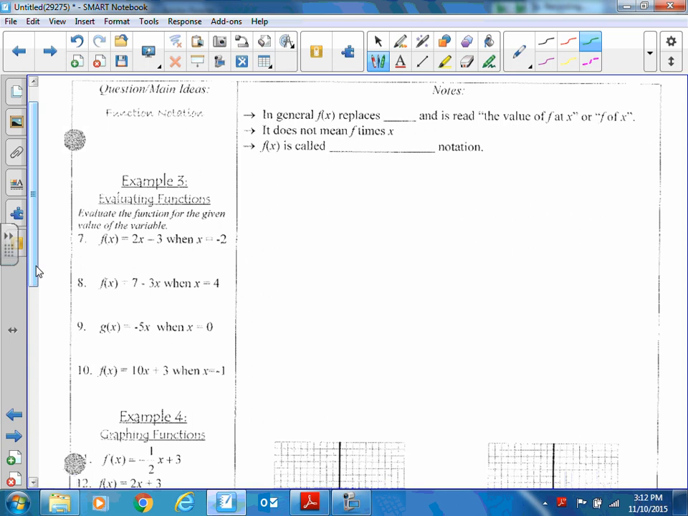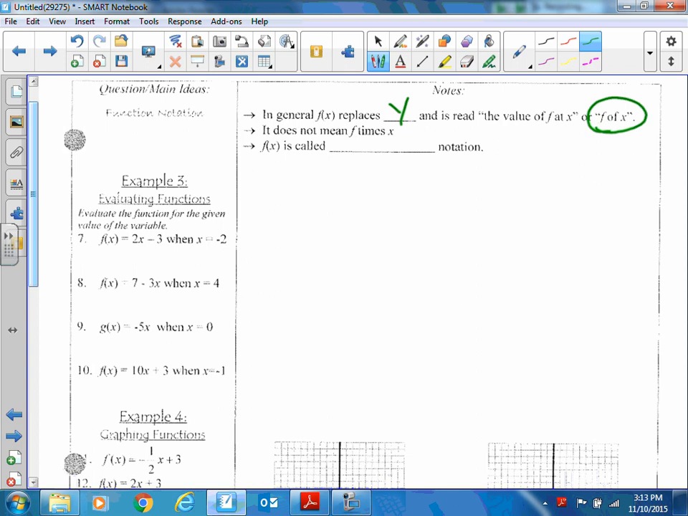So now we're going to start talking about function notation, right? There's scientific notation, there's function notations. You'll come across all different ways of notating these things. So in the first line, in general, we're going to have f of x, okay? And that's going to replace y. And it is read the value of f at x, or like I said, f of x. This one's a little bit shorter to use than the one that you're going to hear most often. It does not mean f times x.